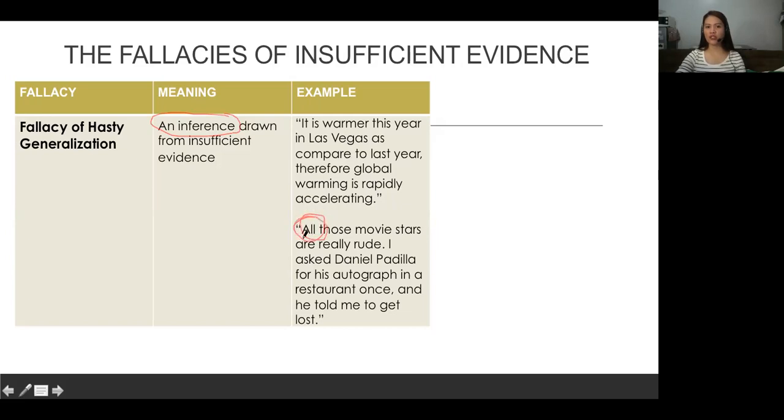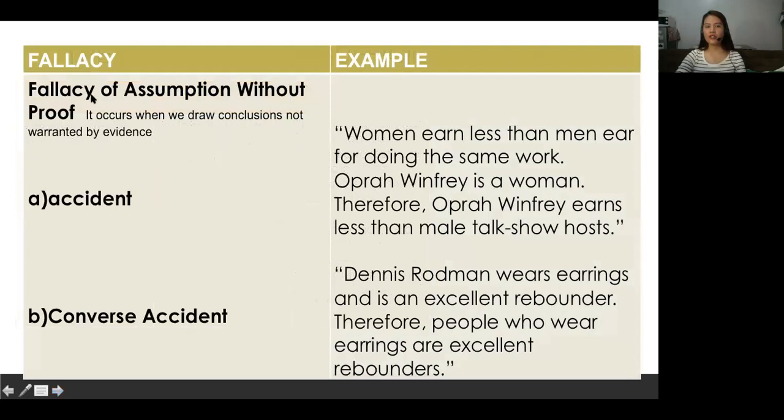You will see the examples. You can read other references if you want to know a lot of examples. While for fallacy of assumption without proof, it is case-to-case basis. And then here, conclusion naman. We draw conclusion not warranted by evidences. Okay?